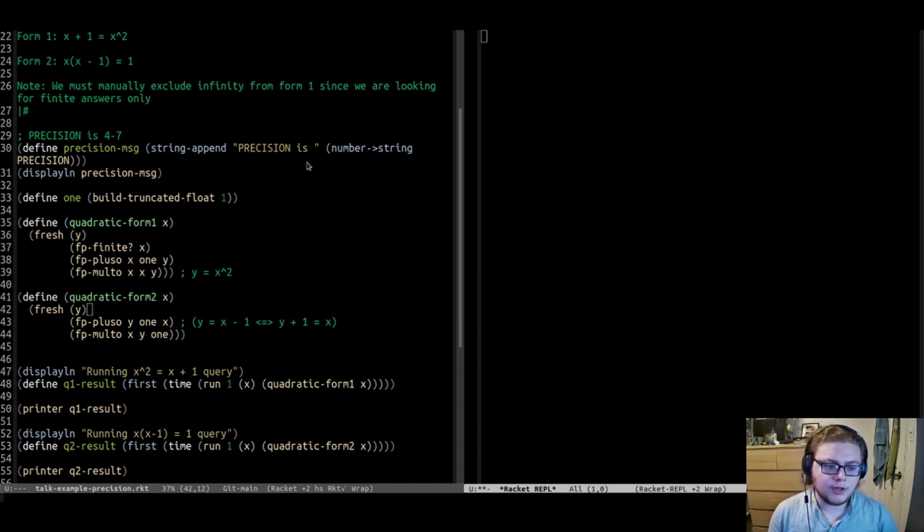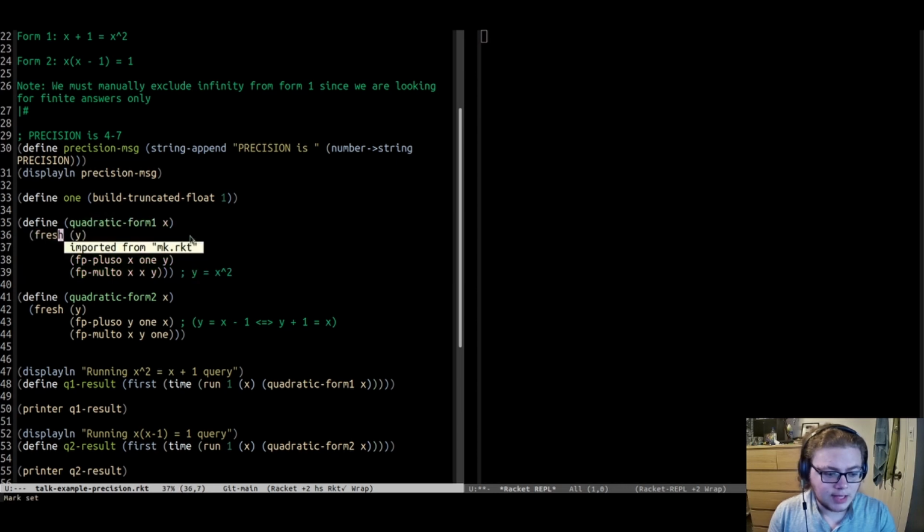So here we are, where we've created a couple queries. Here is the first query. This is x squared is equal to x plus 1. Here we set y to be equal to x squared and equate it in FP plus O. Notice that there's this extra finite relation. This is because there's a variable on the left-hand side and the right-hand side of the equality sign.